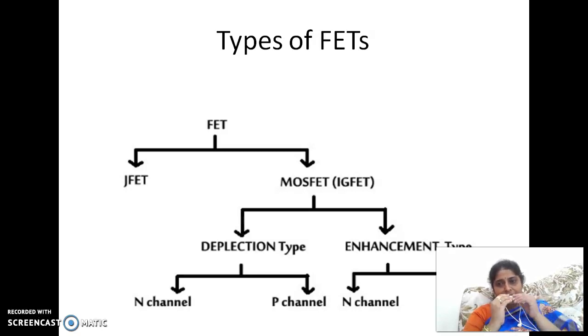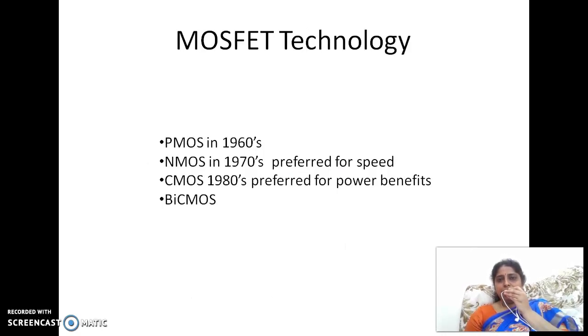In FETs, we have JFET and MOSFET. JFET is the junction field effect transistor. MOSFET is the metal oxide semiconductor field effect transistor, also called the insulated gate field effect transistor. In MOSFET we have two types, the depletion type and the enhancement type MOSFET. Again, P channel and N channel.